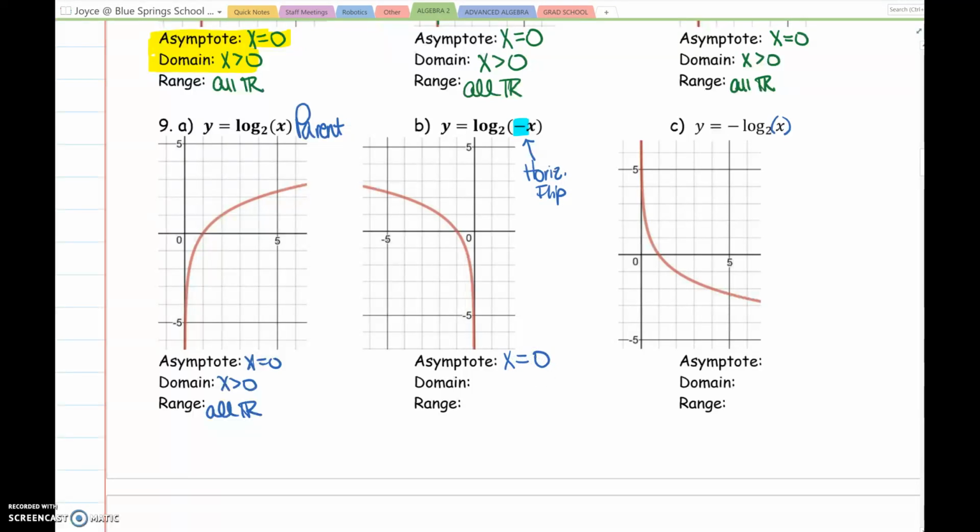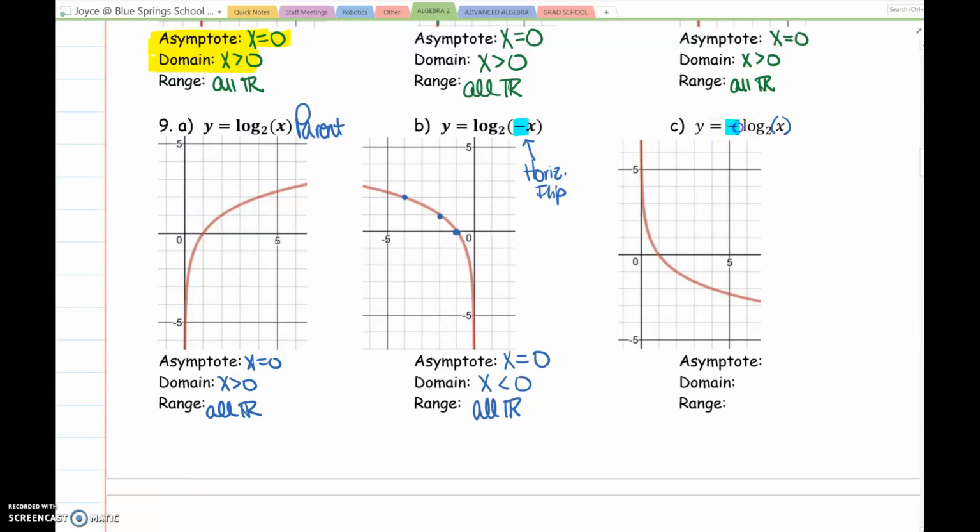Our asymptote is still at 0, but now this point has an x value of -1, -2, -4, and so on. Our domain is going to be x is less than 0. So if there's a negative inside and it flips that graph over the asymptote, that's going to flip the sign in the domain. What's the range? All real numbers.